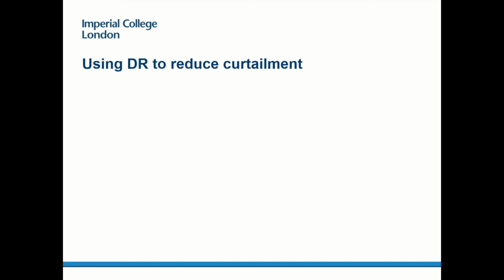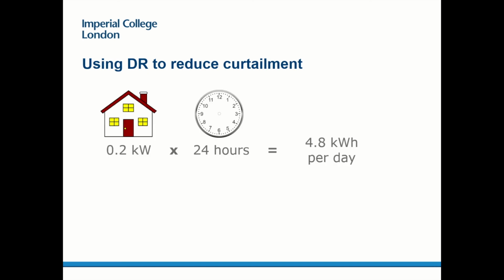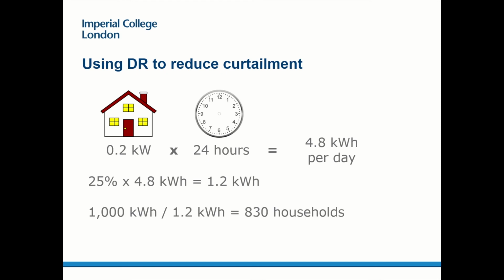Now, if we estimate household energy consumption to be 4.8 kilowatt hours per day, this is approximately 1800 kilowatt hours per year. If we assume 25% of this could be demand controlled, this gives us 1.2 kilowatt hours. Given that we found average daily curtailment to be 1000 kilowatt hours, dividing this by 1.2 kilowatt hours gives us around 830 households which would need to be on the scheme to consume the currently curtailed power.